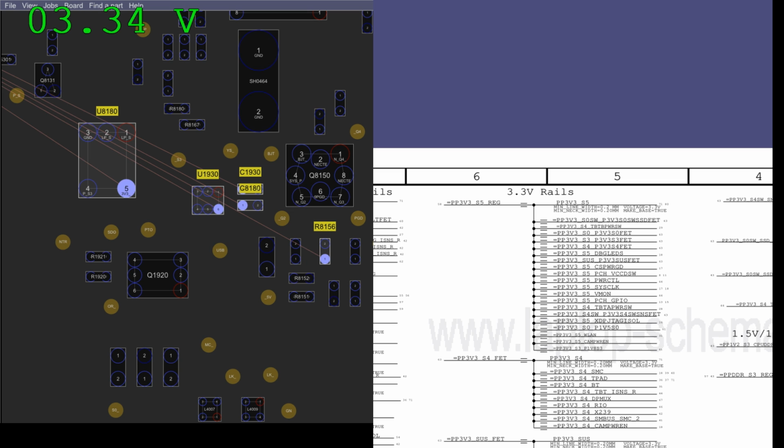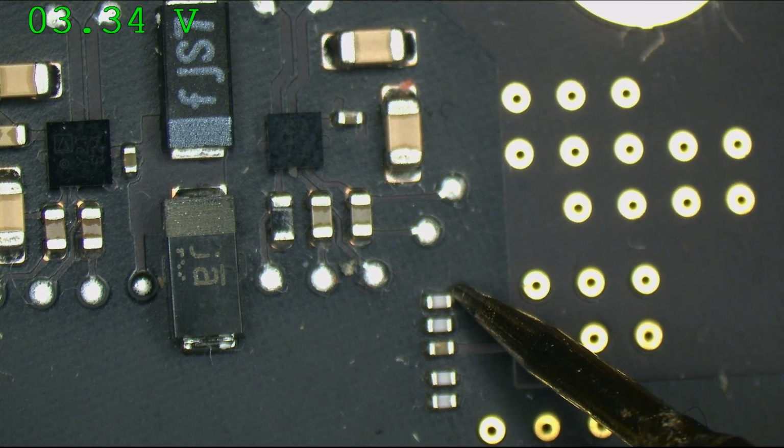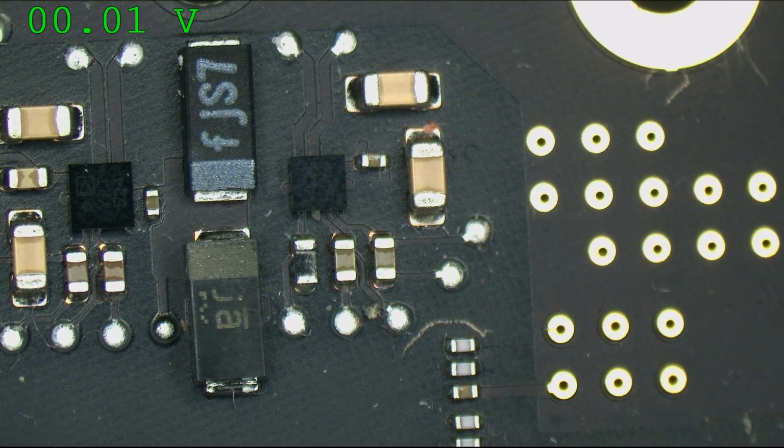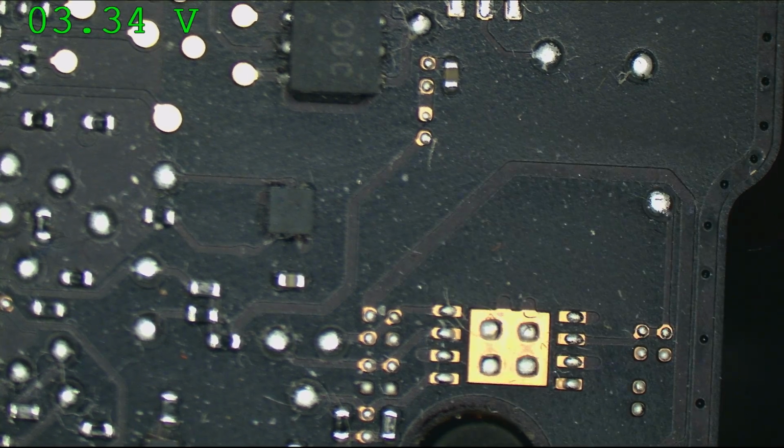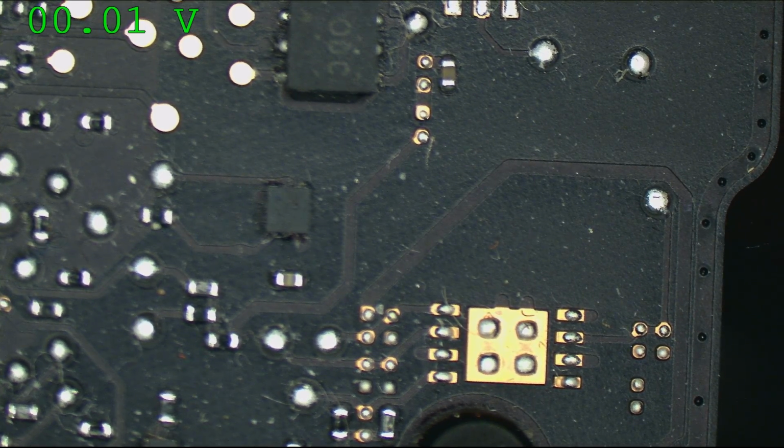So we are getting, for PEPA3v3 S5, 3.35 volts. Now we're going to check PEPA3v3 S4. 3.3. Now we're going to check PEPA3v3 S3. PEPA3v3 S3 can be found up here. PEPA3v3 S3 is there.